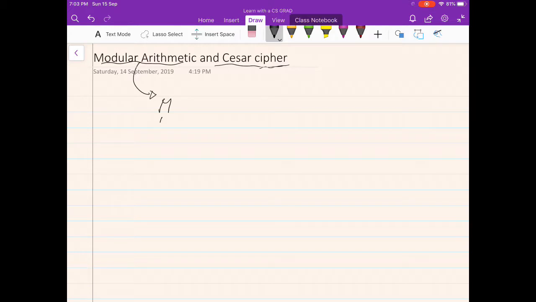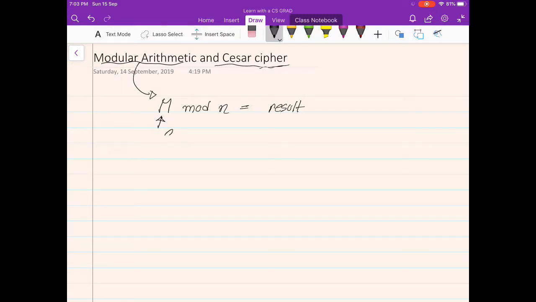Let's say the number is m, and you have to find modular arithmetic of m with respect to n. So the result would be the remainder if you divide m by n. Let's look at an example to become clearer.